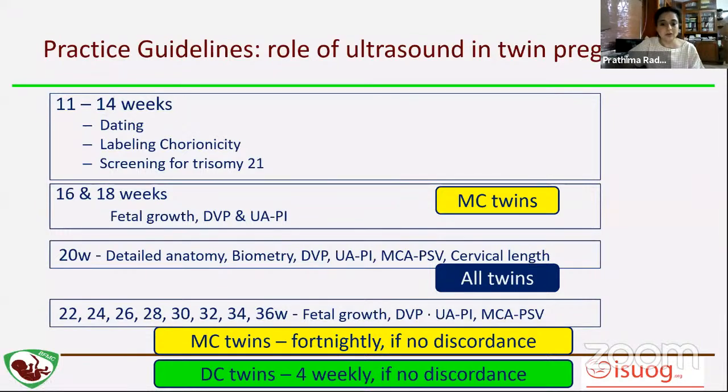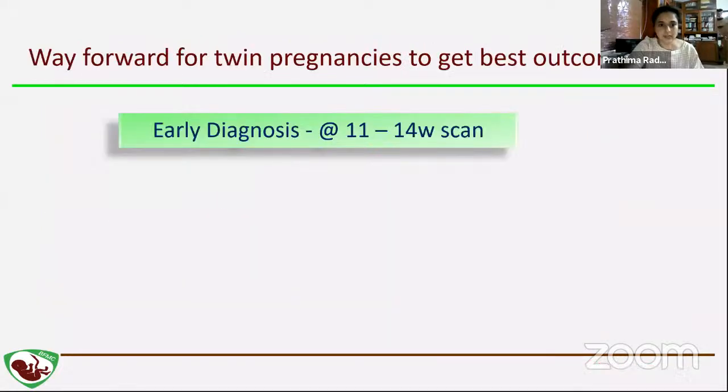scans if they're concordant, and in dichorionic you would do 4 weekly scans if there is no discordance. If there is discordance, then you would do them more frequently, probably weekly or even twice a week in monochorionic, and even earlier in dichorionic twin pregnancy.